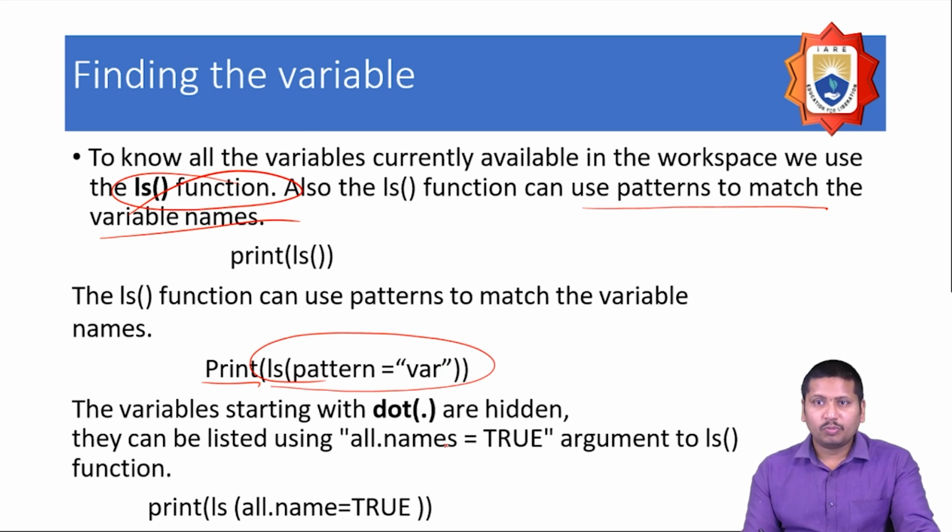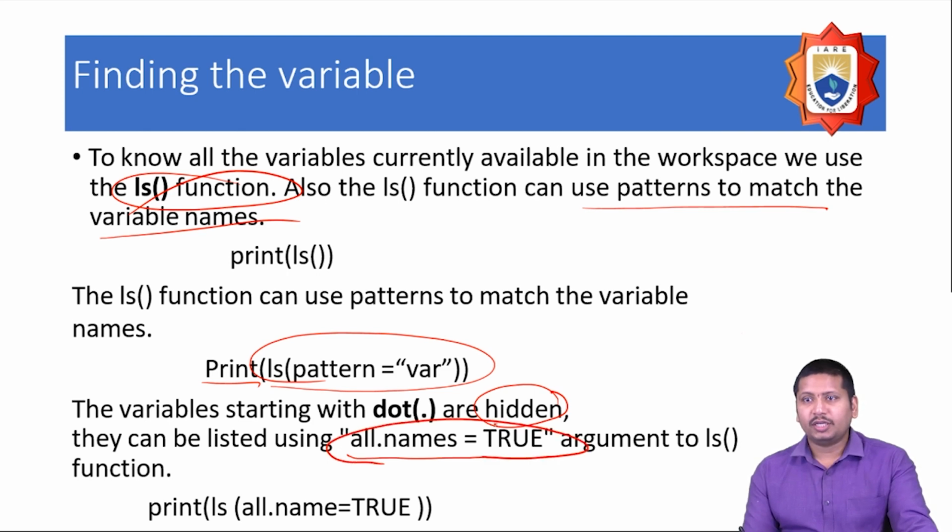I can know the variables that start with this pattern. Variables that start with a dot are considered hidden, and they can be listed by using all.names = TRUE. Using this statement, I can print all the names of the variables.